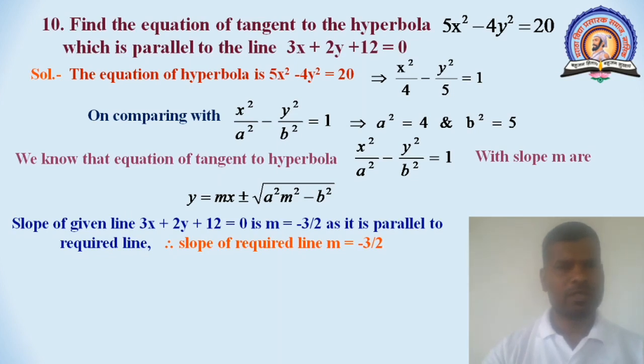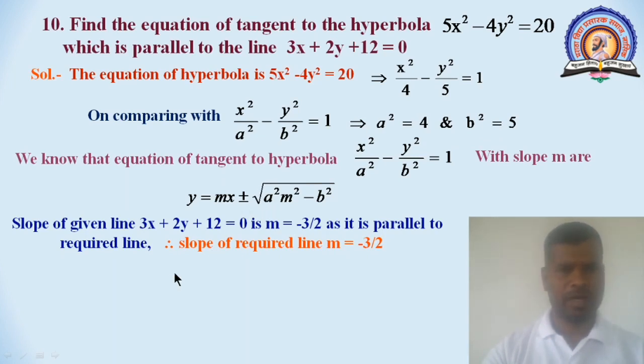Therefore, the slope of this line is minus a by b. So, a is 3 and b is 2. So, we will get slope is equal to minus 3 by 2. As it is parallel to the required line, therefore the slope of the required line is minus 3 by 2. Now, put that value of m is minus 3 by 2, a square is equal to 4, b square is equal to 5 in this equation of tangent.